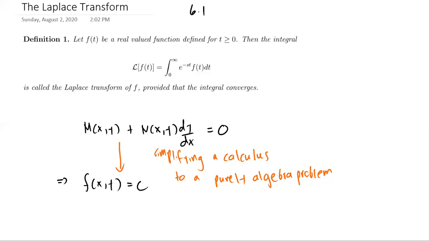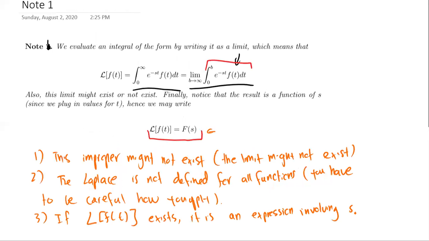Why is it a constant? Because we're evaluating the integral with respect to t. Now, as we saw in the previous video, the Laplace transform doesn't always exist because, as we know from Calc 2, an improper integral doesn't always converge. It's a limit. The limit might not exist, which means that we have to be careful about how we apply the Laplace transform.